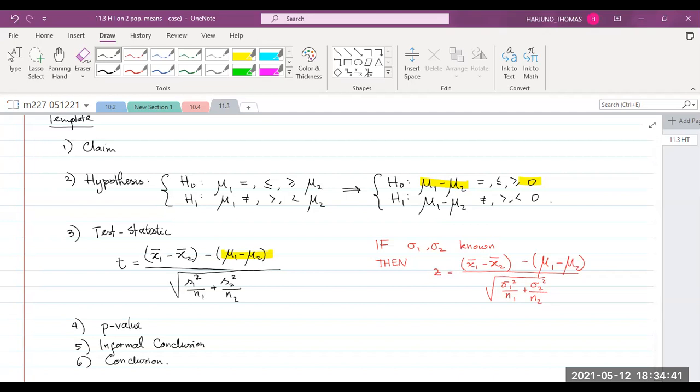Now let's see one case from our textbook. Let me use question number 3.